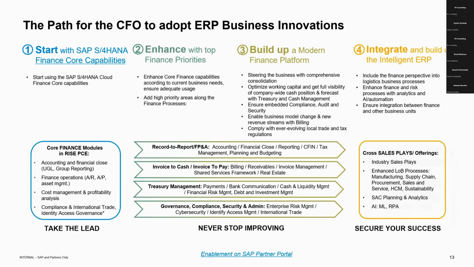But with S/4HANA, all of those capabilities have been built in using what we call the universal journal capabilities. Right here, you can have cost and profitability management in the system. Then the issue of compliance cannot be overemphasized, both local and international trade compliance. Of course, the issue of identity access governance, these are topics in areas of GRC, governance, risks, and compliance. So all these are covered as a solution.